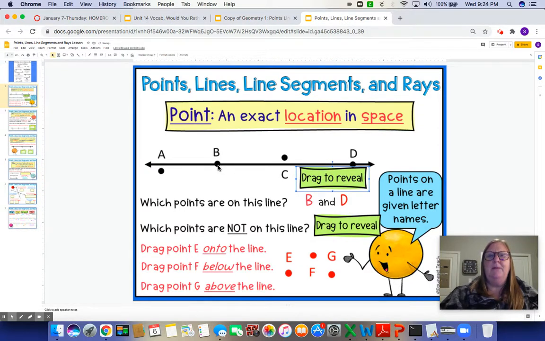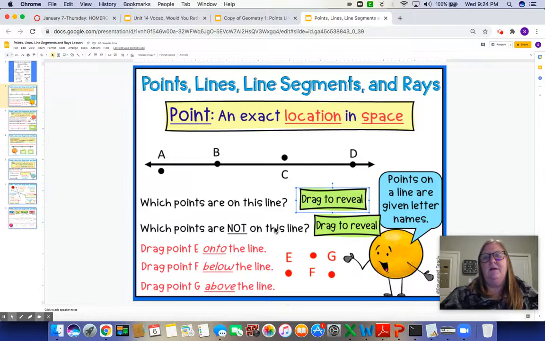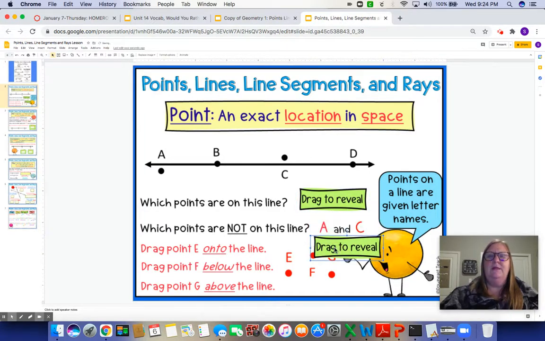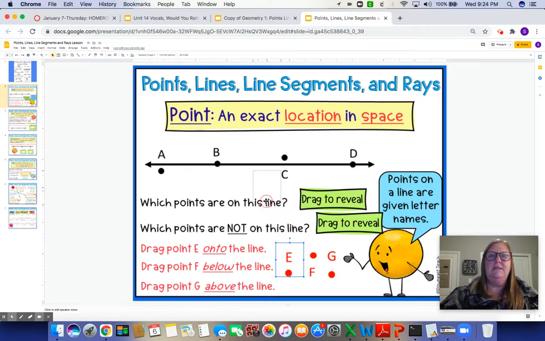Hopefully you said B is on the line and D is on the line. Which means which points are not on this line? Hopefully you chose A and C, right? A is below the line, C is above the line. All right. The next thing they want us to do is drag each point to a certain place. Drag point E onto the line. So here's the point, and I'm going to put it right on the line. So that is point E.